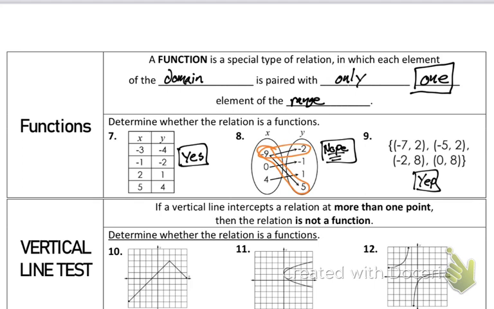So picture your domain as envelopes. If you have to tear it apart and put it in two mailboxes, that's a no-no. You can put more than one piece of mail into a mailbox. That's what's happening at number 9, but you can never tear it apart and put it into two mailboxes. So that's how functions work.